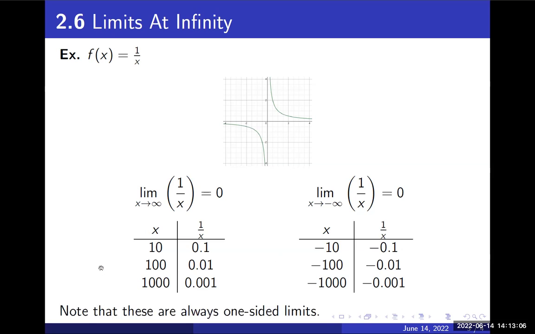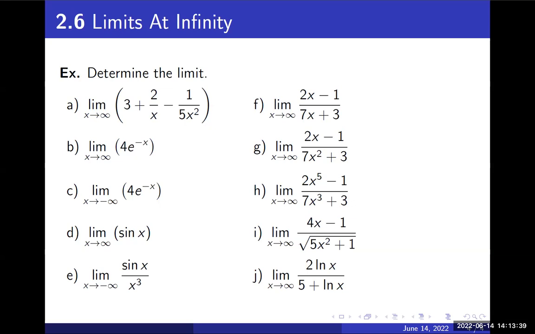One last little note at the bottom before we get to the next page. Note that these are always one-sided limits. If you take a limit at infinity, either approaching infinity or negative infinity, that would have to be a one-sided limit because, think about going to infinity, I have to approach just from the left. I can't go to the other side of infinity and work backwards. And similarly for negative infinity, I can only approach that from the right side. I can't go to the other side of infinity. It's kind of funny to think about that.